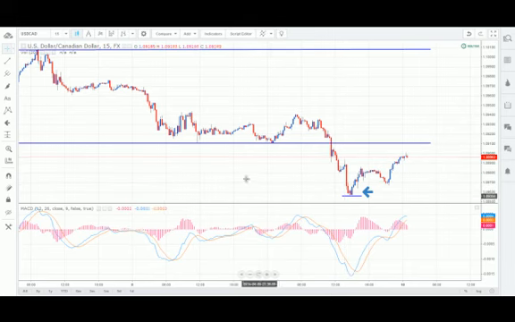And as you can see here, we have crossovers in the middle of this narrow range, but these crossovers are not at the MACD extremes, and the histogram is not printing big momentum. So these are not valid setups. This, on the other hand, is a valid setup.